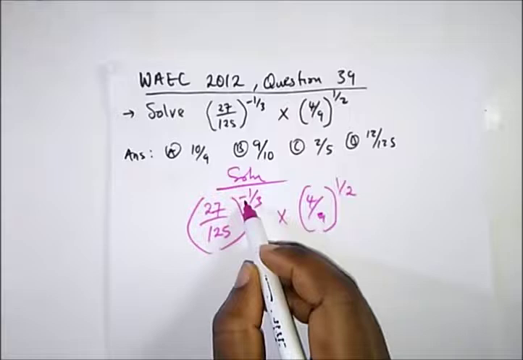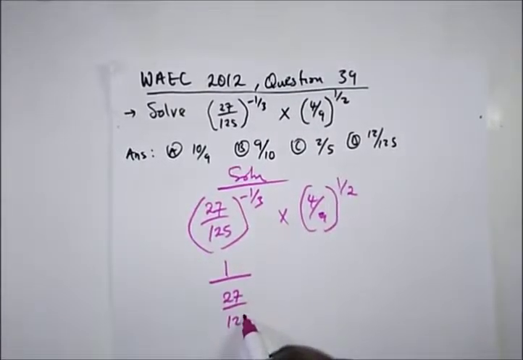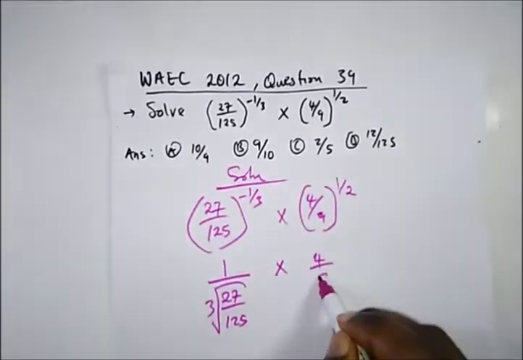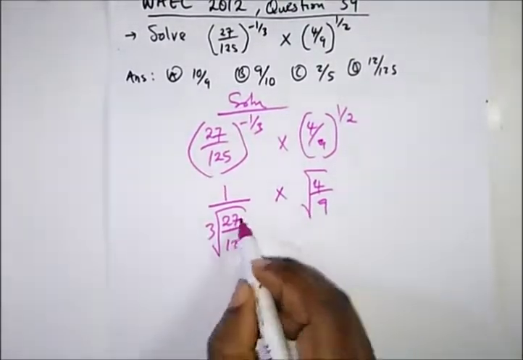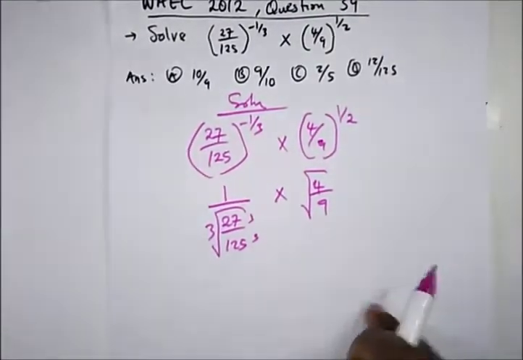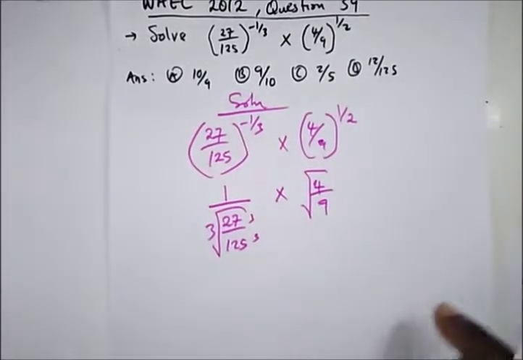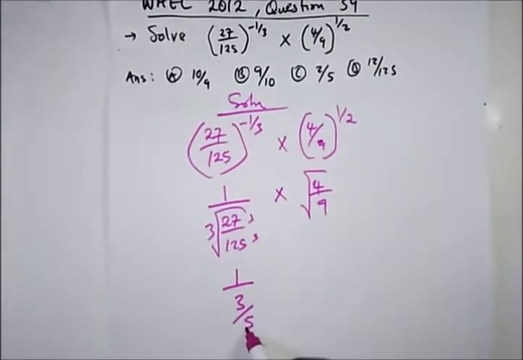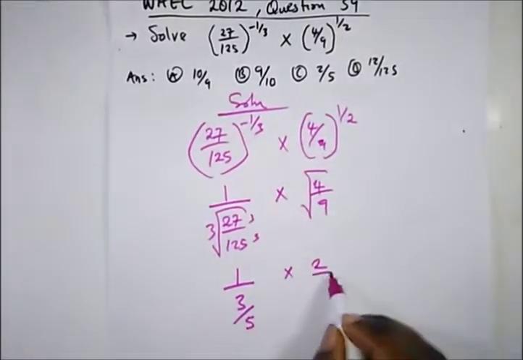So here this is a negative power, so it would be 1 divided by 27 over 125 all cube roots, times, this is not a negative power, so it should just be 4 over 9, the square root of 4 over 9. So what's the cube root of 27 over 125? This will be a 3 and a 5. When you multiply 5 three times, 5 times 5, 25 times 5, we are going to get 125. And also 3 times 3, 9 times 3, we are going to get 27. So we have here 1 over 3 over 5, and times the square root of 4 is 2, and the square root of 9 is 3.